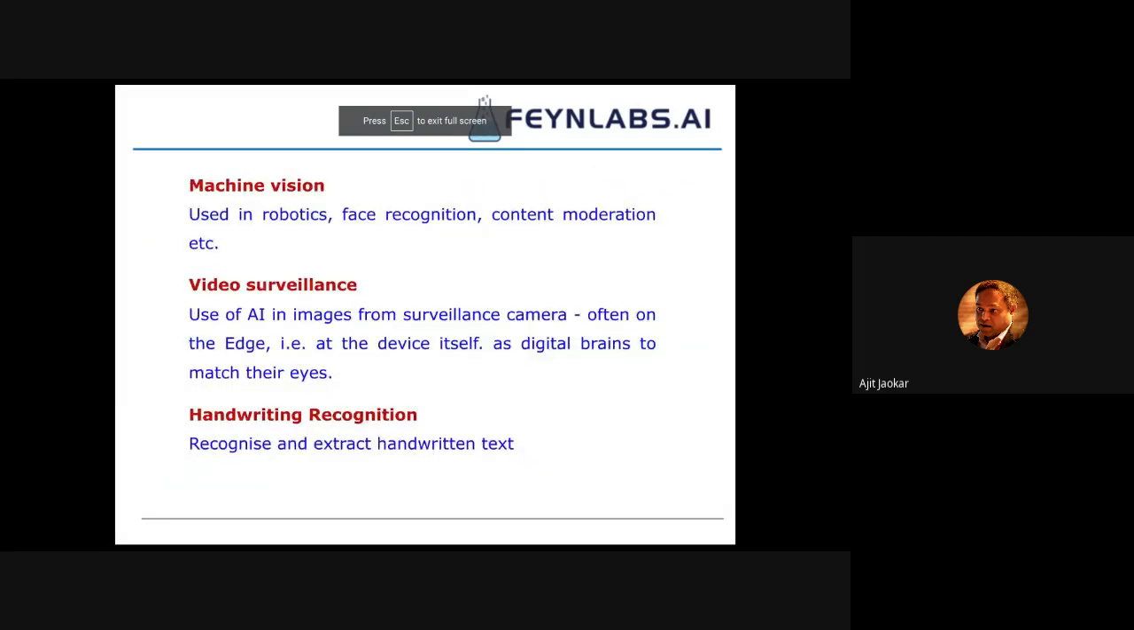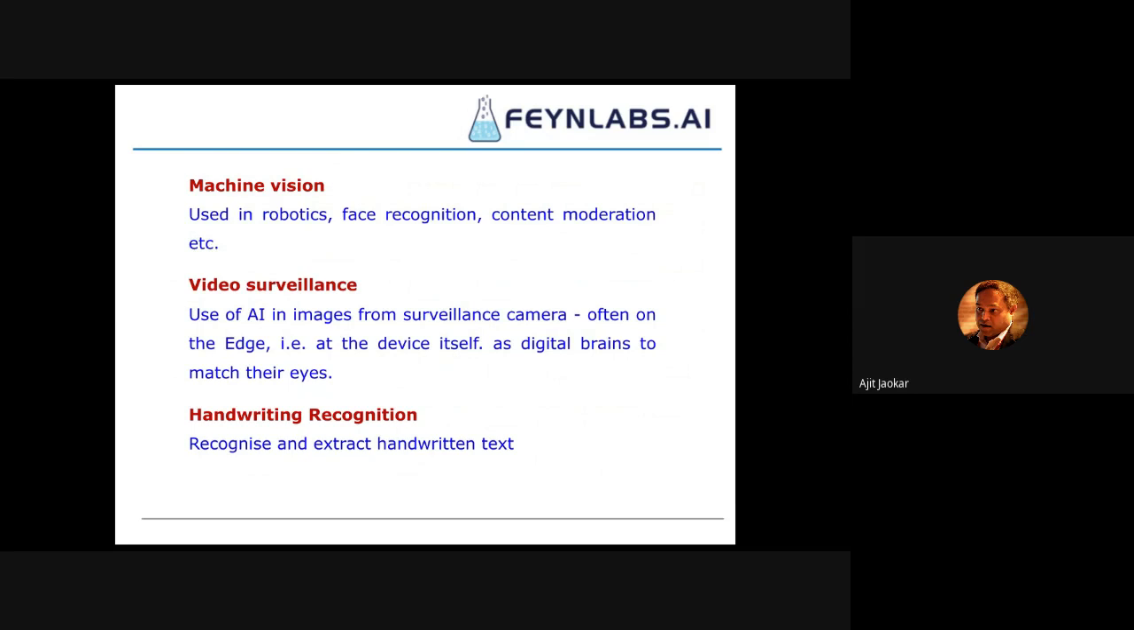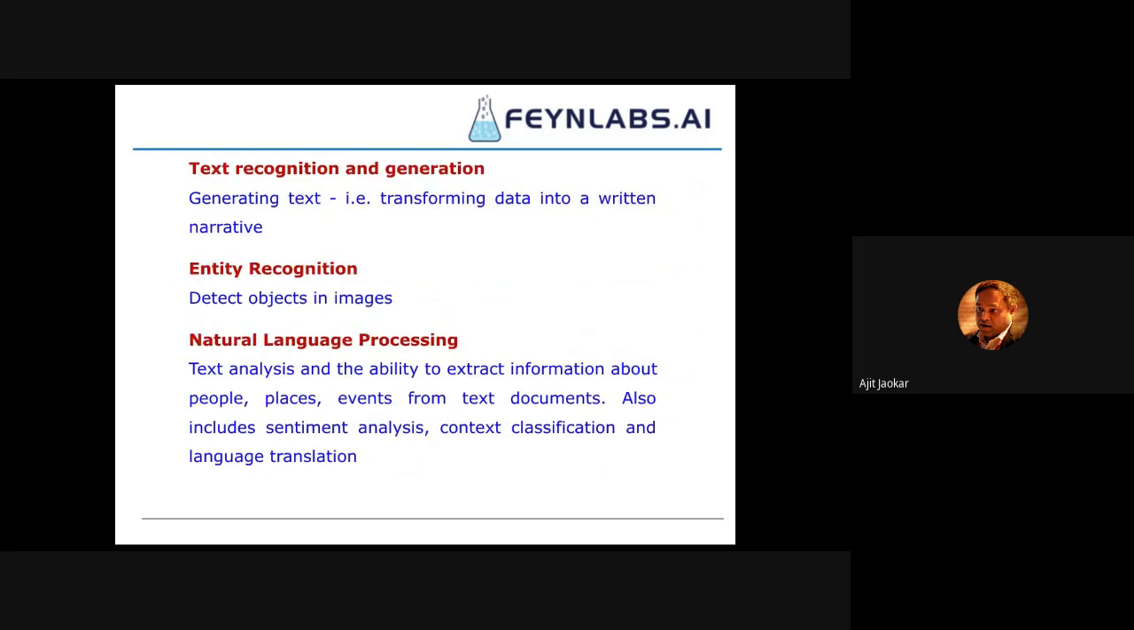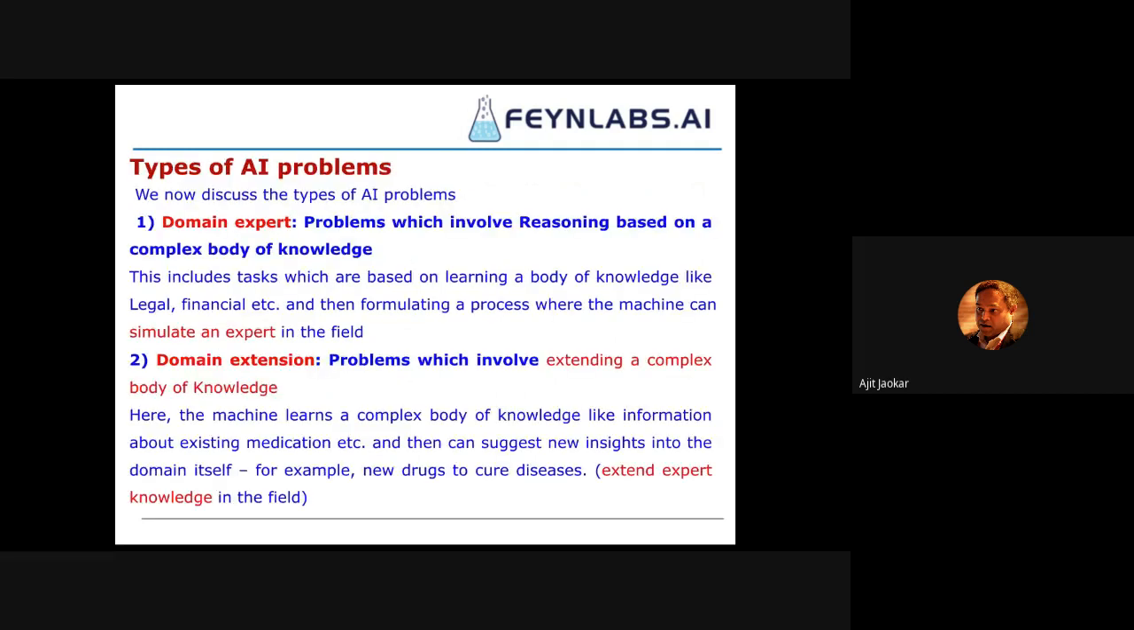What we're trying to do is look at what type of problems AI or deep learning can solve. When I say this, I am mostly talking about deep learning algorithms. What is common across them is they are basically used for non-tabular data, correct? So images and things like that. So you have things like gesture recognition, voice biometrics, machine vision, video surveillance, handwriting recognition, natural language processing, and so on. So you have these more complex applications which can be done with that.